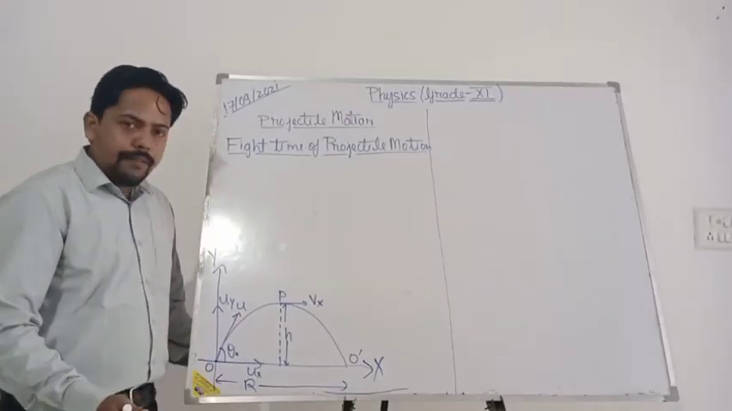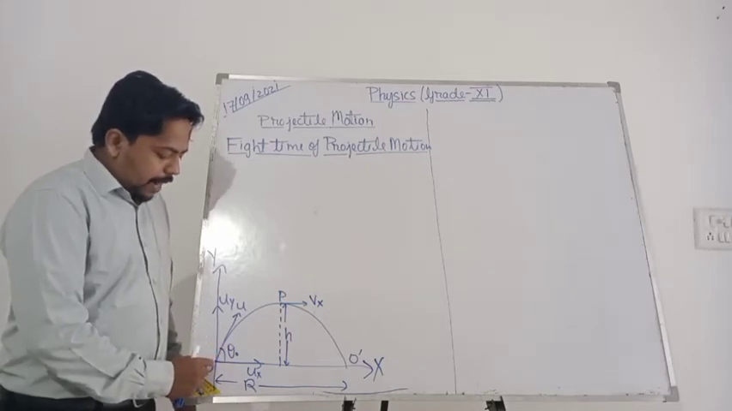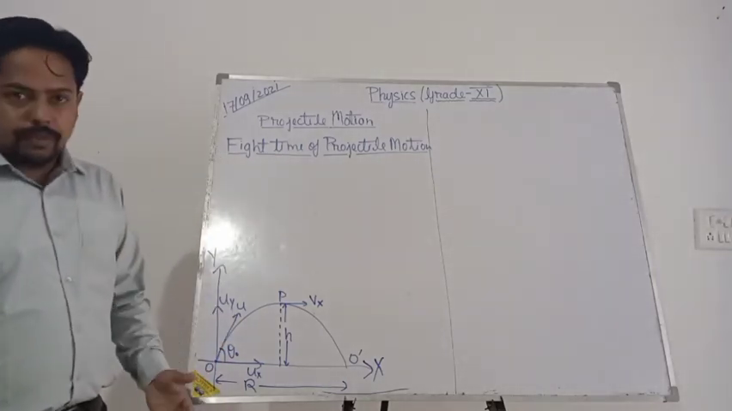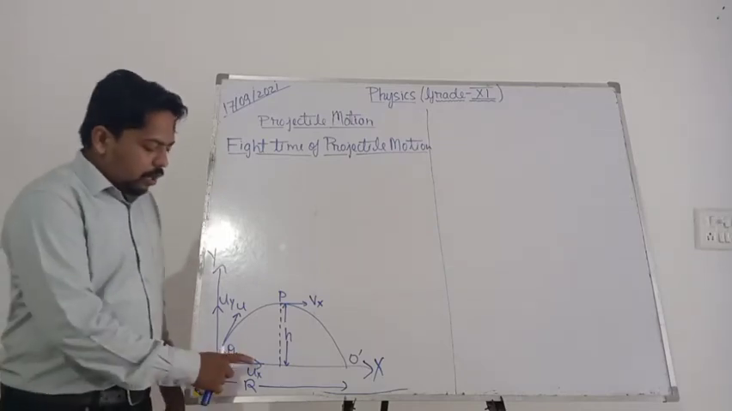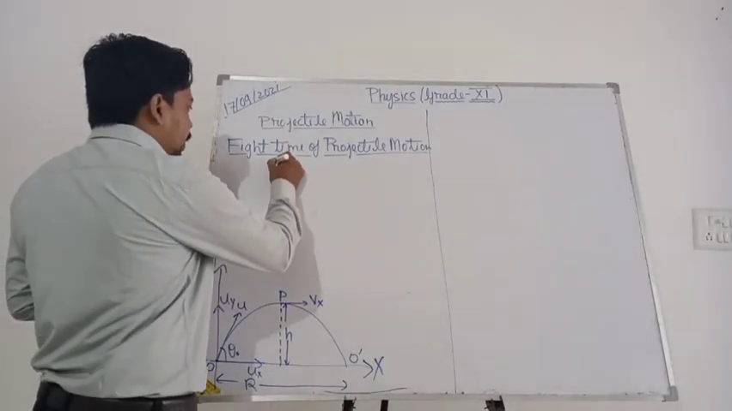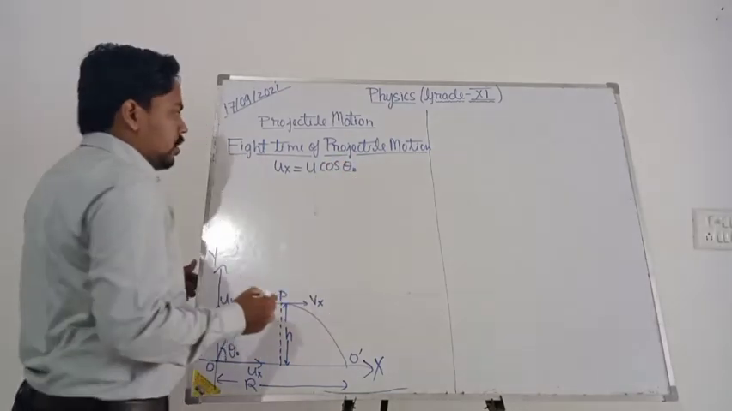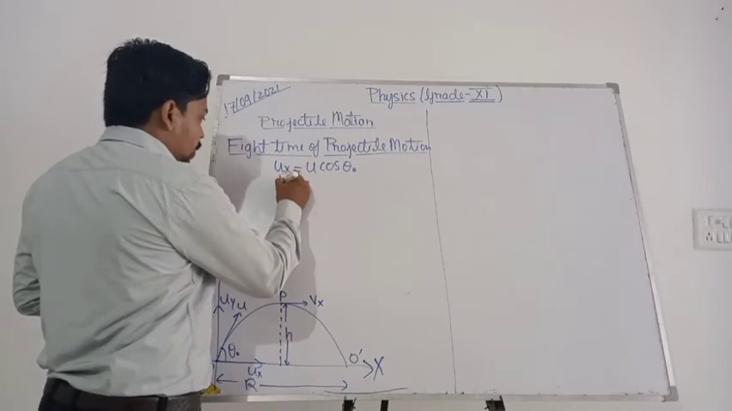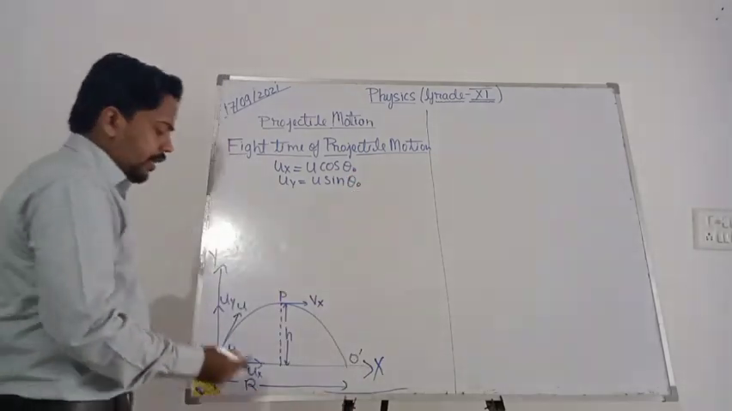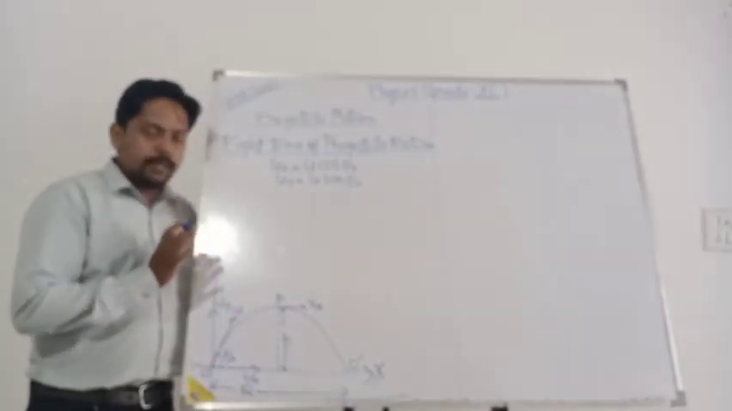So here, everything I have explained earlier also: this is the certain angle by which some particle has been projected with initial velocity u, and we have calculated the components along the horizontal and vertical directions. The component along x in terms of u came out to be u cos theta naught. Similarly, uy we have calculated as u sin theta naught.